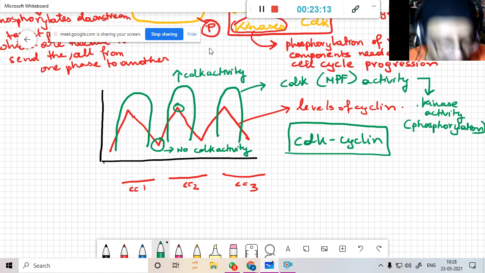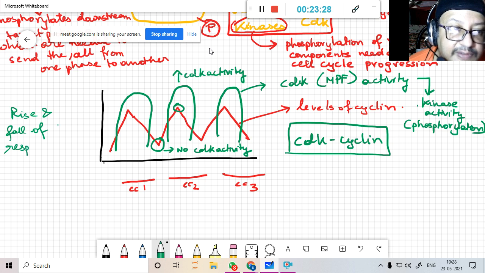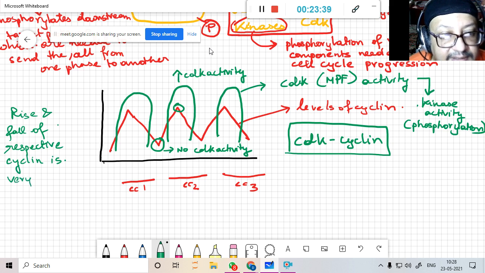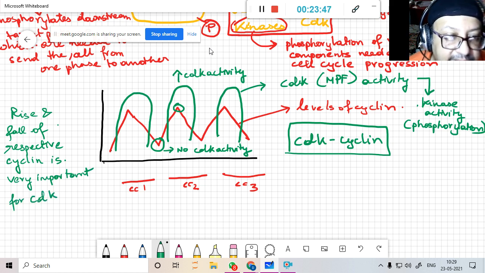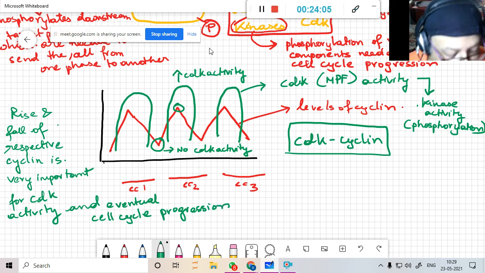So the rise and fall of cyclin is a very important phase which regulates the cell cycle. There are different types of cyclins for different phases. The rise and fall of the respective cyclin is very important for CDK activity and eventual cell cycle progression.